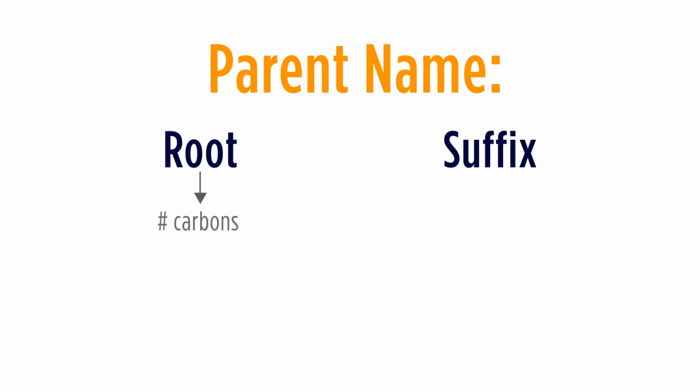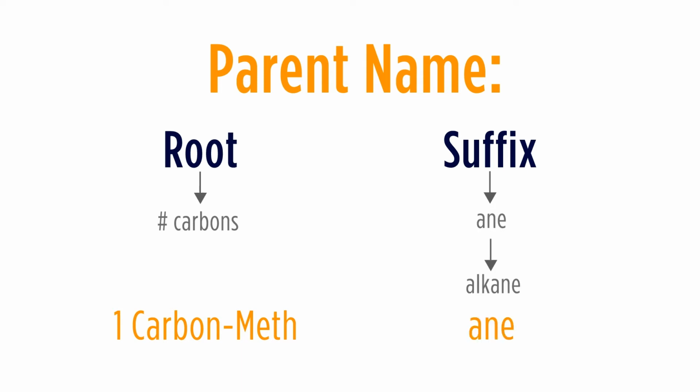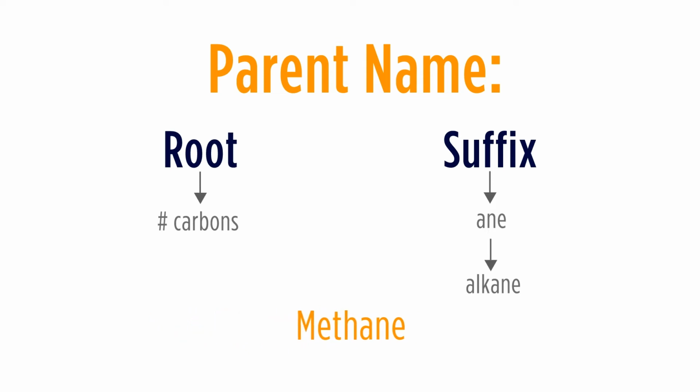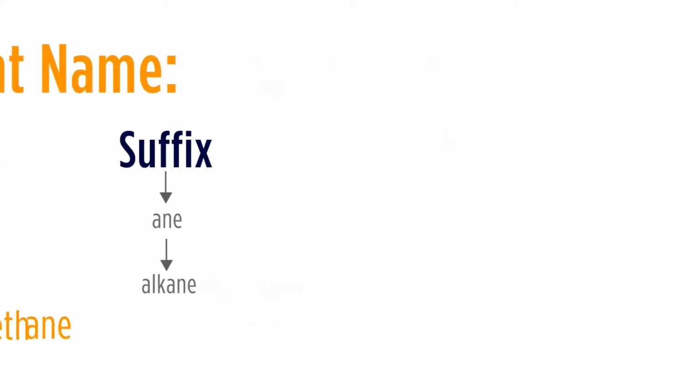For the parent name, there are two parts, the root and the suffix. The root names are based on the number of carbons. If we look at a one carbon group, the root name would be meth. Since most of what we'll be looking at is going to be alkanes, we're going to add the suffix -ane. The suffix gives us the functional group. So a one carbon alkane would be meth for the root, and -ane since it's an alkane, therefore methane.